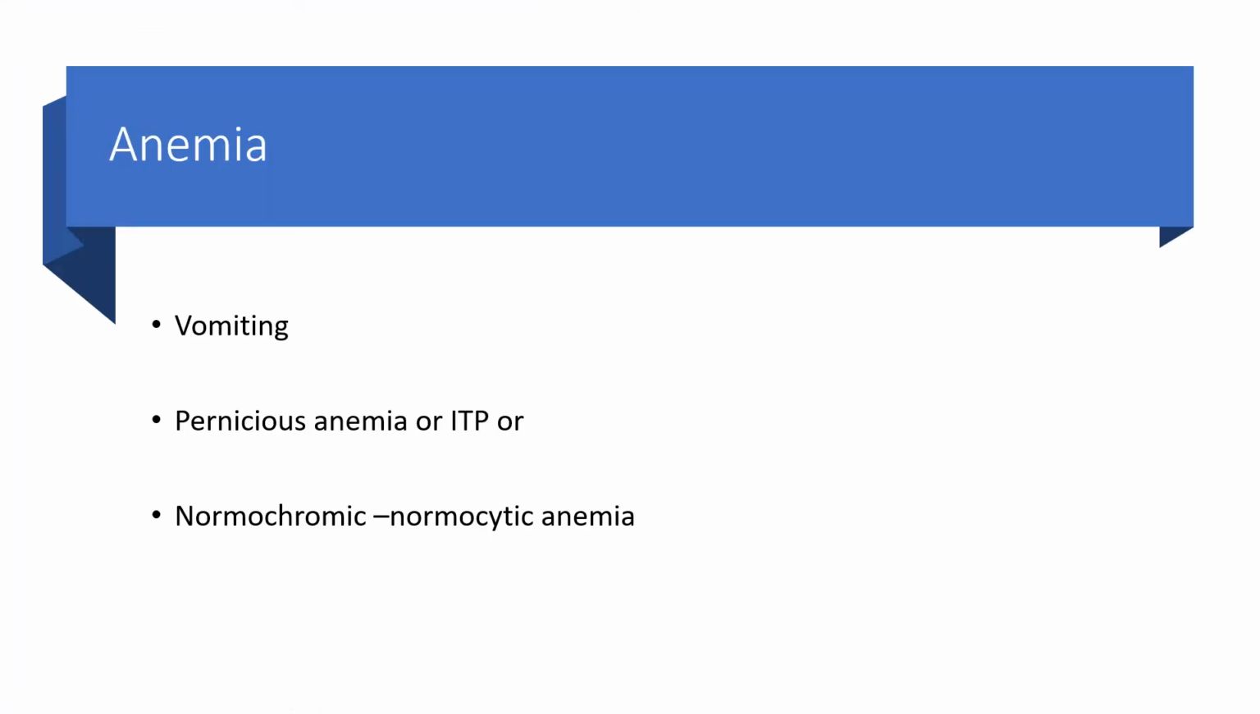Anemia could be secondary to persistent vomiting in people with hyperthyroidism or pernicious anemia, which is another autoimmune disease, because the common cause of hyperthyroidism is Graves' disease, which is an autoimmune disease. And when you have one, you can have more. And you will likely pick normochromic normocytic anemia, the feature of anemia of chronic disease.